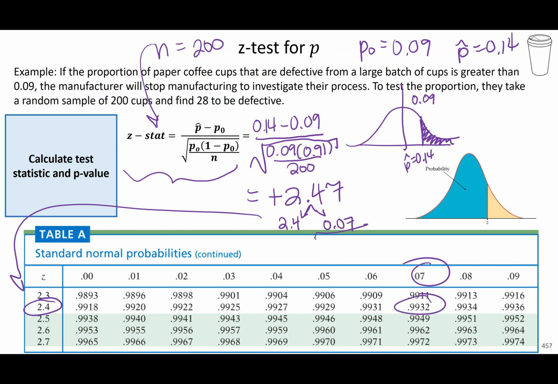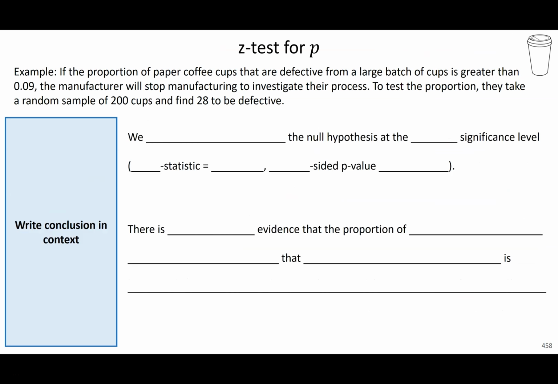So this means if I had 2.47 here, the area on the left is 0.9932. The reason I was fussing about this was that my alternative says greater than, so I need to look at greater than. So I actually want this yellow area. My one-sided p-value will be that yellow area. So 1 minus 0.9932 is 0.0068. So my one-sided p-value is 0.0068.